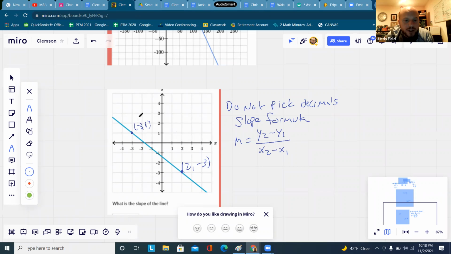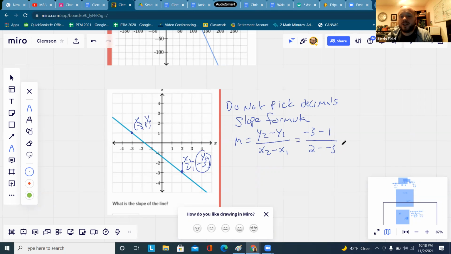So I'm going to label this as an X value and this is a Y value. This is an X value and this is a Y value. This I will call 1 and this I will call 2. So I could have made either one X1, Y1 and either one X2, Y2. But now I'm going to substitute. This is my Y2, so I'm going to put that in for Y2. This is my Y1. My Y1 is 1. X2 is 2. And X1 is -3.